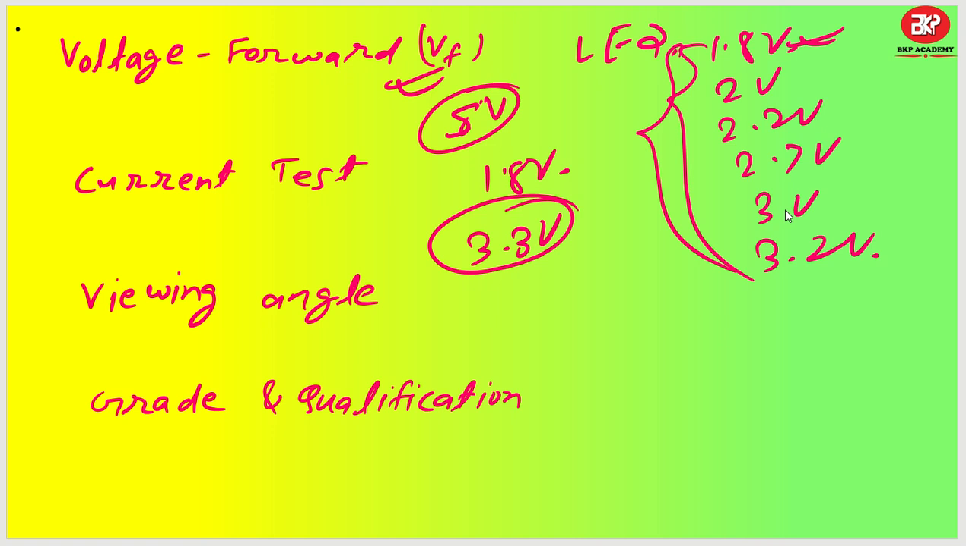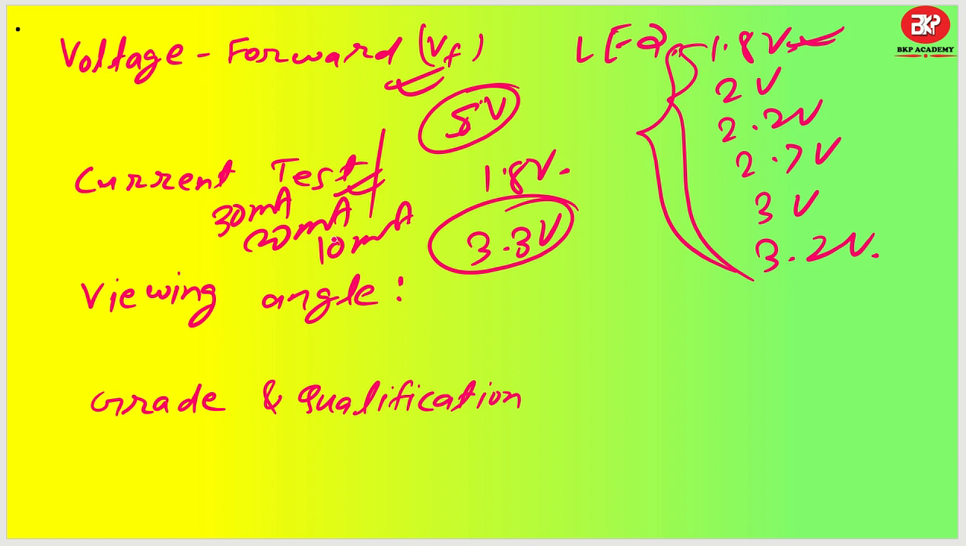Then there is a parameter called current test. Generally they give 30 milliampere they would have tested, or 20 milliampere, or 10 milliampere. So what current capacity do you want? Based on that current test setup, you can choose your LEDs. Generally a 20 milliampere current test is more than enough for any of the general application LEDs.